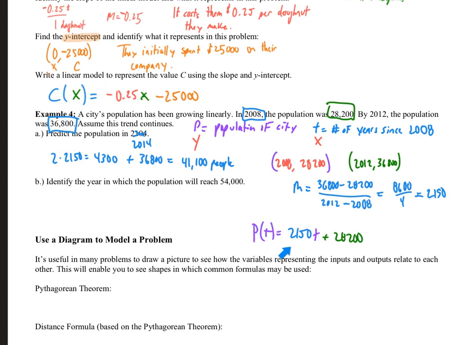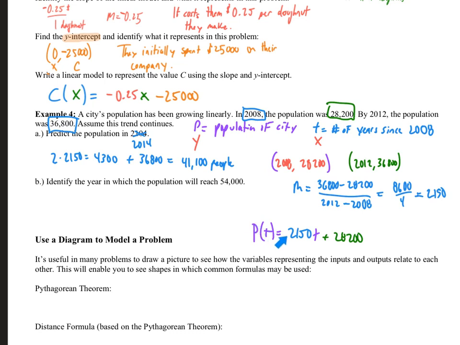So this is really better for a problem like B, because if I wanted to do problem B using this pattern, I'd have to keep sitting here adding 2,150, add on to this. Okay, that's what it is in 2015. Add another one. Okay, that's what it is in 2016. Add another one. Okay, that's what it is in 2017. And then I have to keep doing that until I reach something like this.